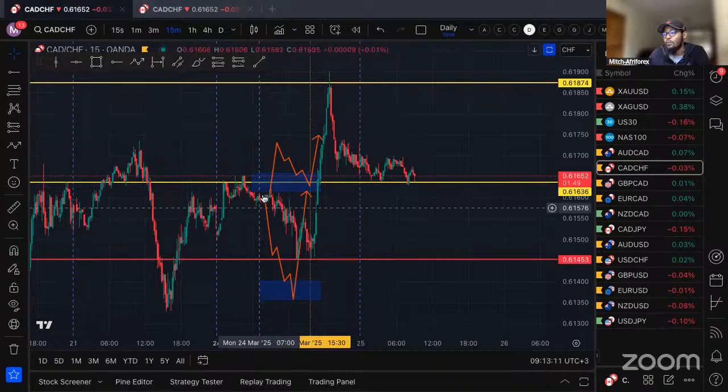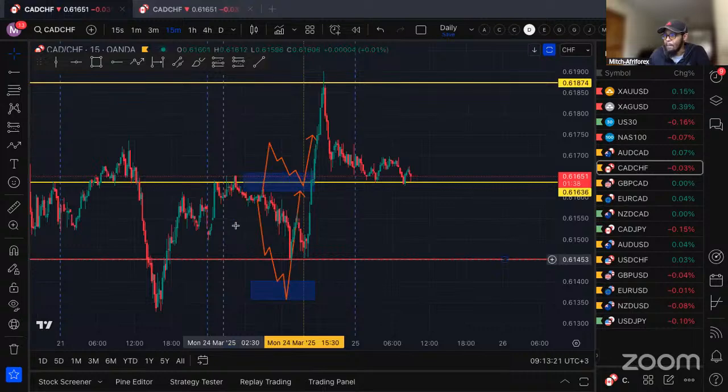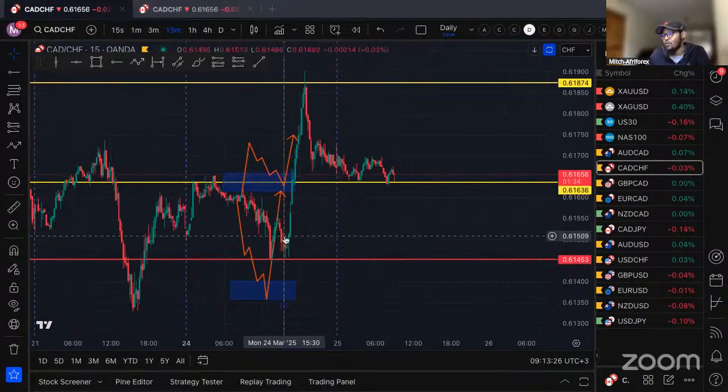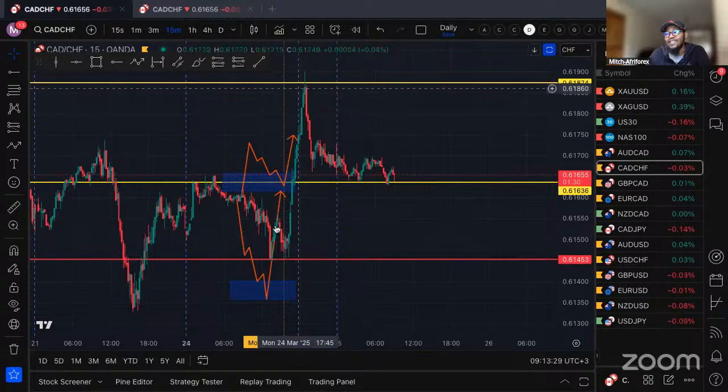Now, the pullback did start coming in. Fortunately, it could not get all the way to our main bias area down there. It seemed to have found some sort of support and resistance area within the middle here. But if you do note the time, that was around 3 o'clock, or even technically 4:30, when it really started taking off during the US session.